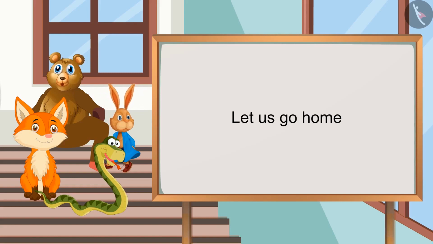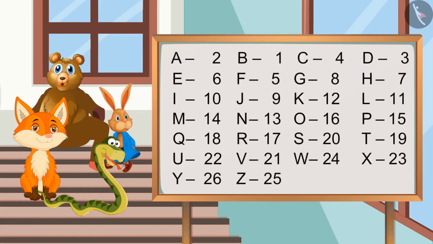Let's first finish the code given by you. So number code for E will be 6. And F will be 5. Similarly, the number code for G will be 8. And H will be 7. And for I, it will be 10. For J, it will be 9.